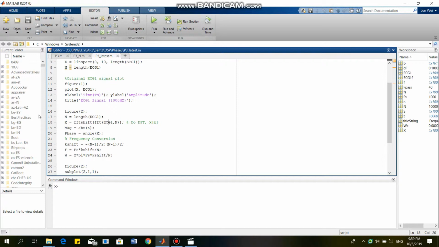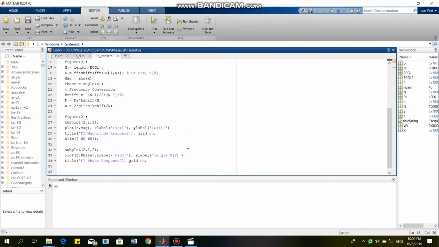And the following code is to determine the length and the other parameters such as frequency shifting, FFT, and so on. For the magnitude response, the absolute function is used, and for the phase response, the angle function is used. The next code is used to plot both magnitude and phase response.